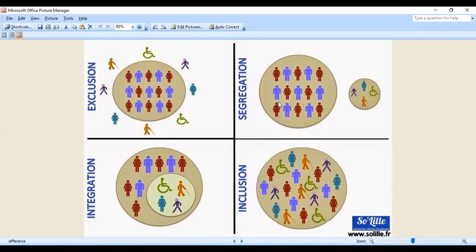Next one is segregation. Here you see there is a smaller circle where in each different institution these children will be dealt with. The people will be segregated from the general society, that is the bigger circle, and they will be dealt with here. Next is integration. They are integrated into the society, yet they are not completely along with the general people.